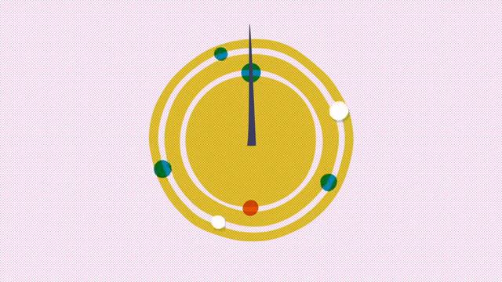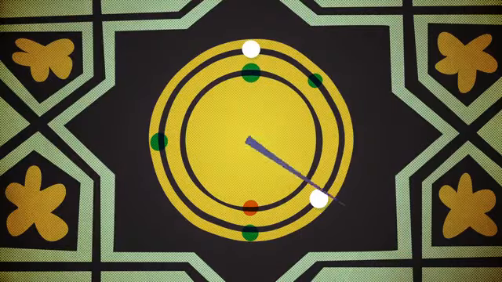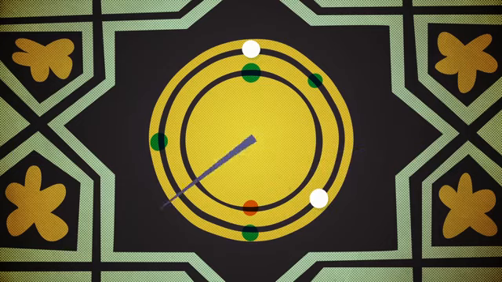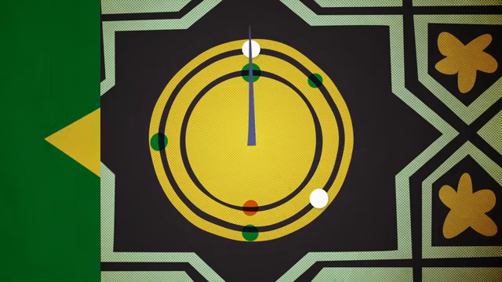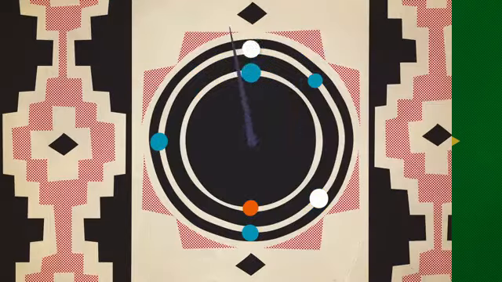And rotating the outer circle 90 degrees counterclockwise gives us a pattern often found in Middle Eastern music, as well as Brazilian choro and Argentinian tango.